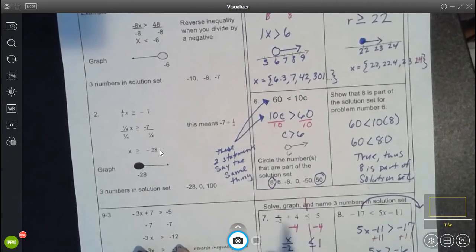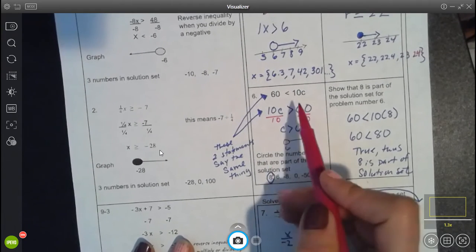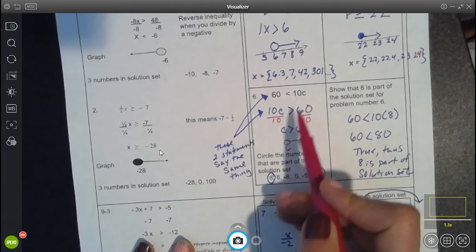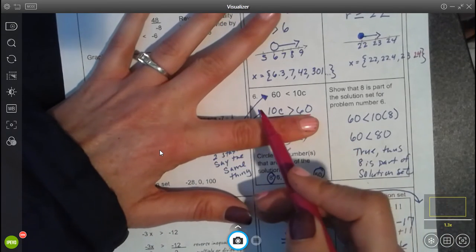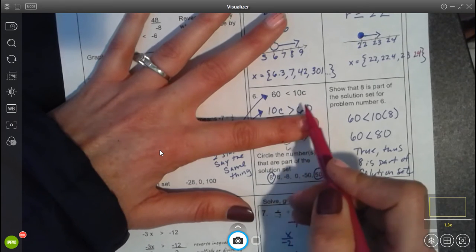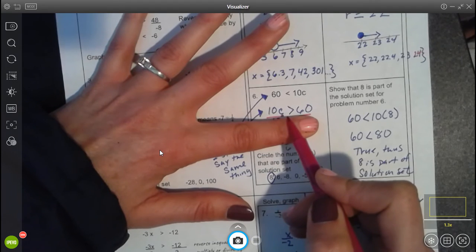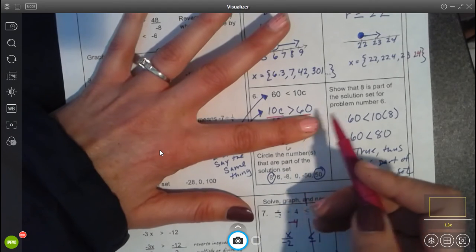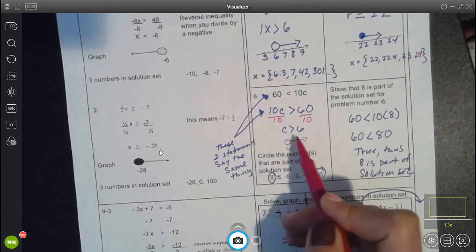Okay, this is what I call a double flipper. We're going to need to reverse this inequality twice. I never like the variable on the right. So I need to rewrite an equivalent statement that has the variable on the left. This says that the 10C is greater than the 60. Pac-Man always eats the bigger one. The alligator mouth eats the bigger one. So when I rewrite this with the variable on the left, I need to switch it around. And then divide by 10, and I get C is greater than 6.